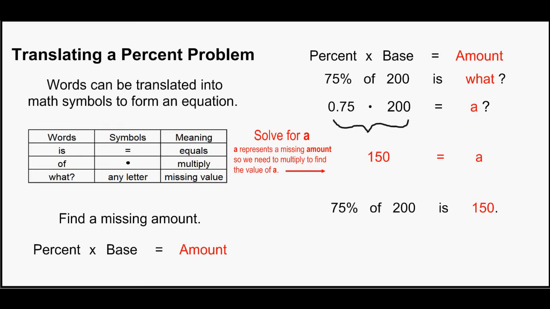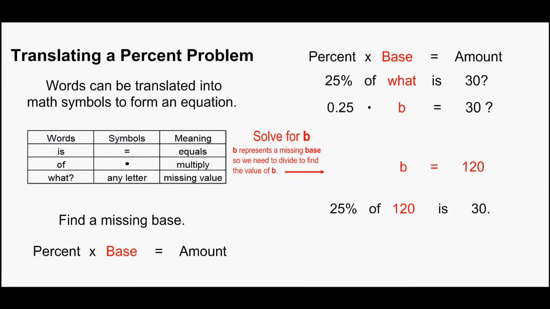Again, we're missing an amount. We will represent that by the variable A. 75% is 75 hundredths, of is multiply, and 200 is our base. 75 hundredths times 200 is 150. We solve for A, the missing amount. A equals 150. 75% of 200 is 150.